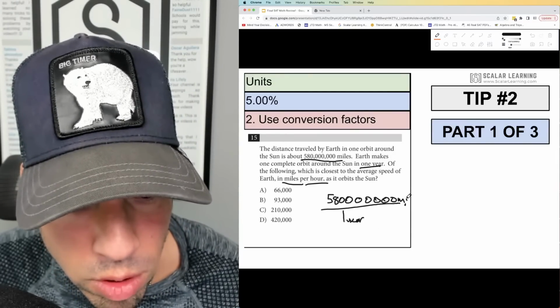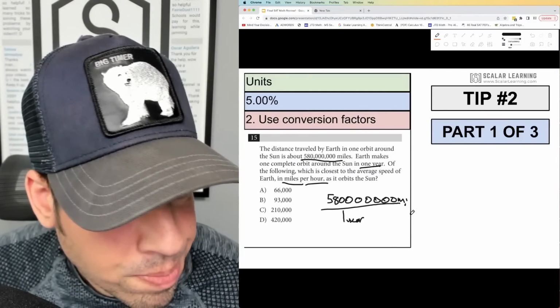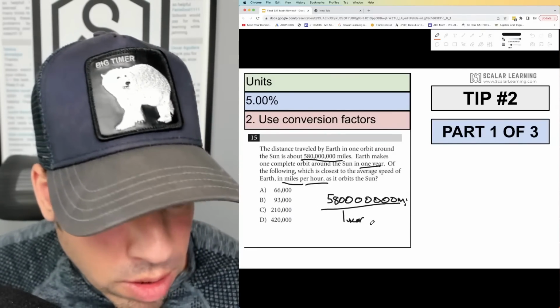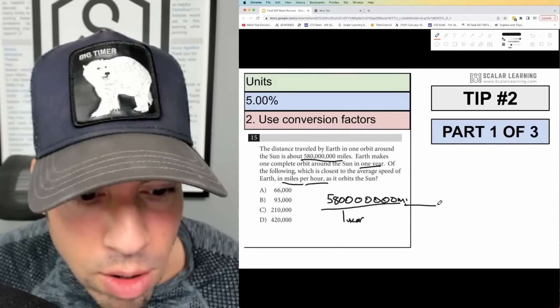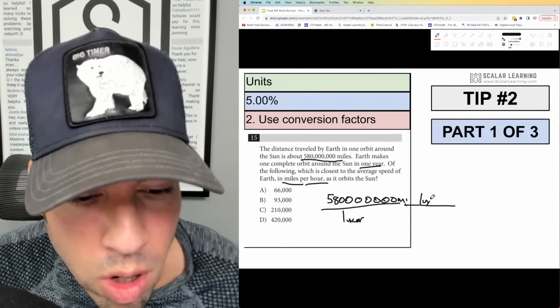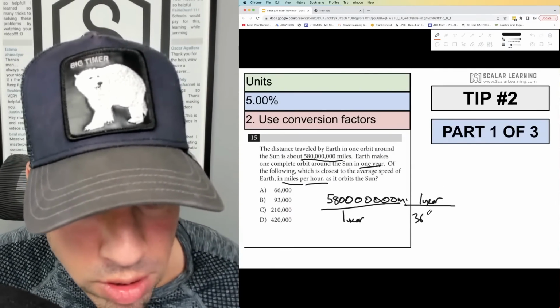So first, we're in miles up here, and I want to stay in miles, right? I just want to convert that year to hours. So check this out. I'm going to do it piece by piece. First, I know 1 year is 365 days.